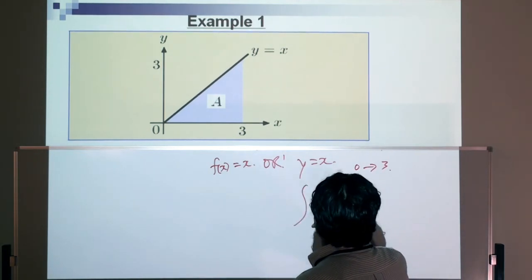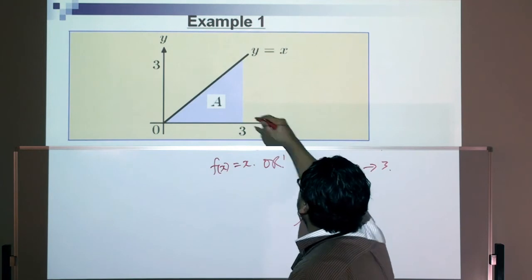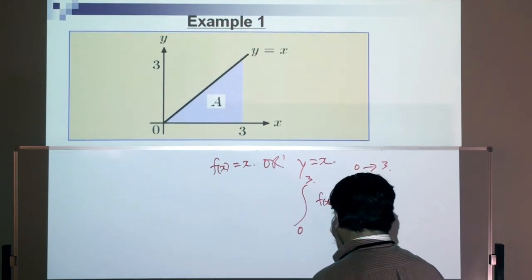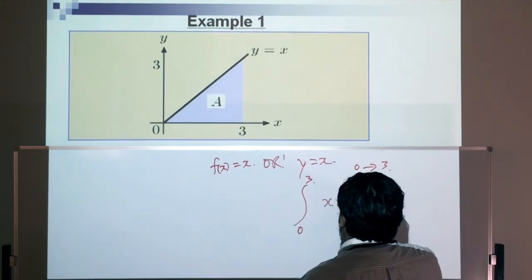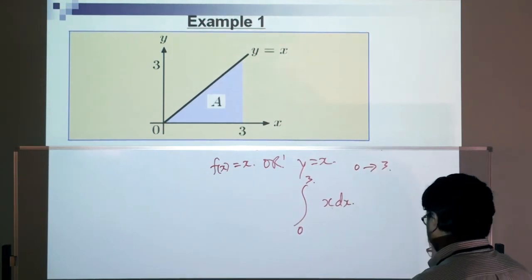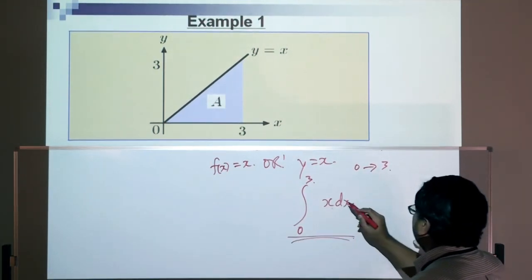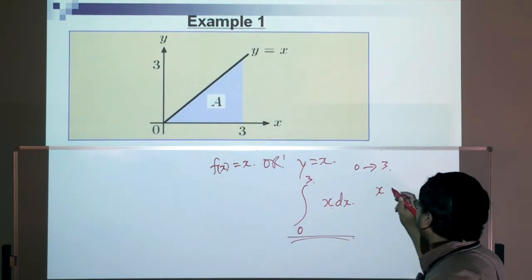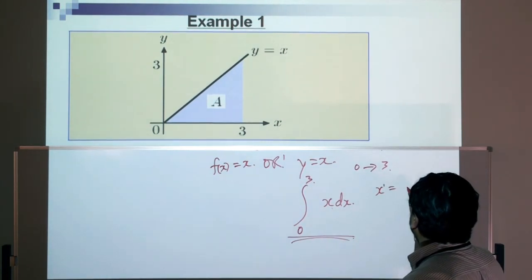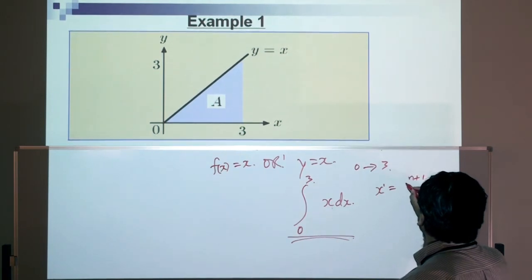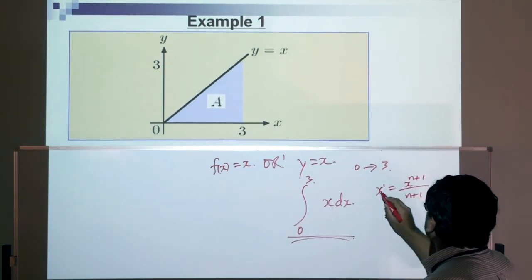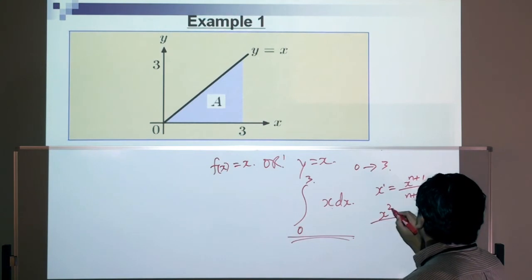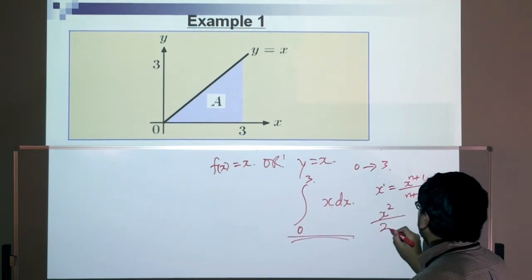So, therefore, 3 is b, the higher number, and the lower number is 0. And f(x) is equal to x. Therefore, we can just put x dx. Okay, this is what we want to know. Now, first things first, what's our rule for how we integrate this? What's the integral of x? We use x to the n plus 1 over n plus 1. Therefore, the integral of x will be x squared over 2, since n plus 1 equals 2.